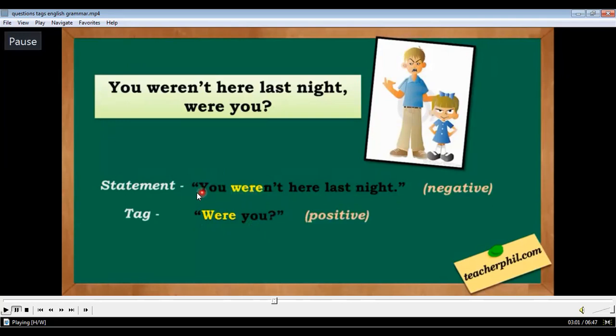So as you can see, we have a statement first, and then a tag. As we discussed in the rules, we use modal verbs for tags if we have any modal verbs in our statement. So here the auxiliary verb is were, so we used the same auxiliary verb for our tag, and here we have "not" in our statement, meaning that the statement is negative, so we used a positive tag, and we use the same subject, you, in the tag. Were you?